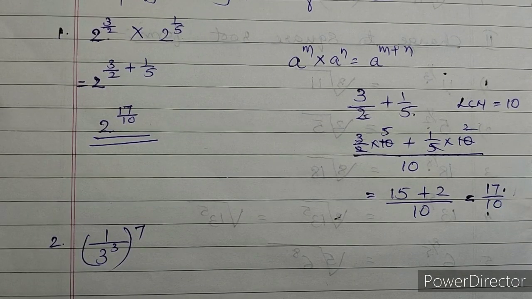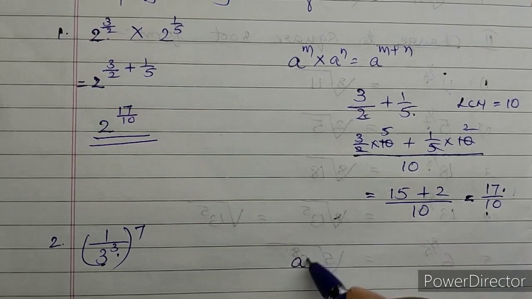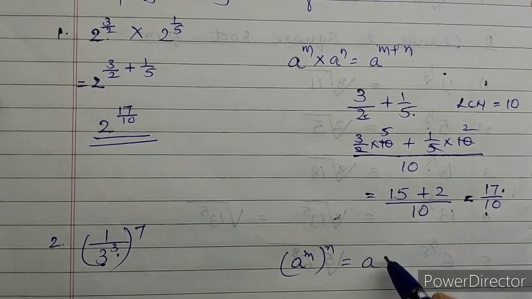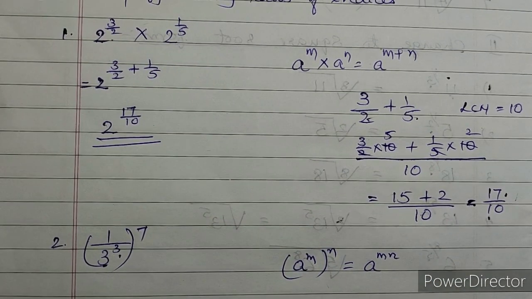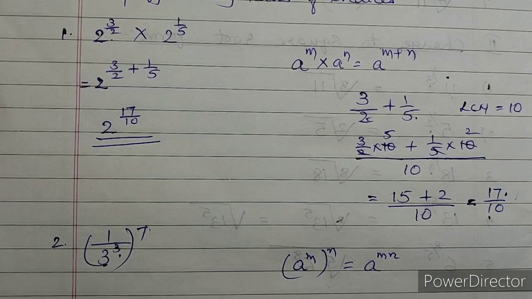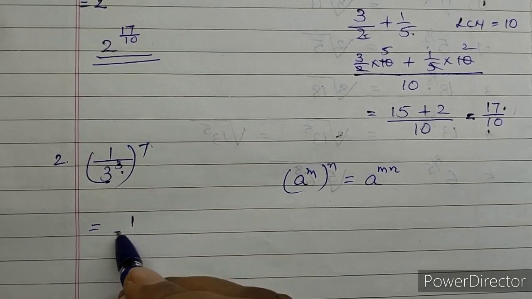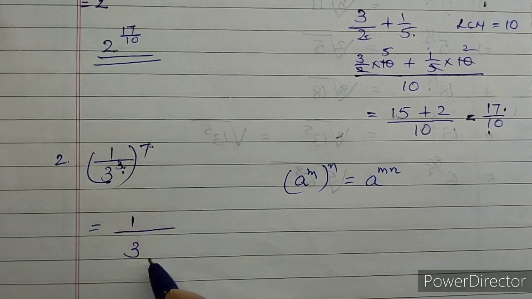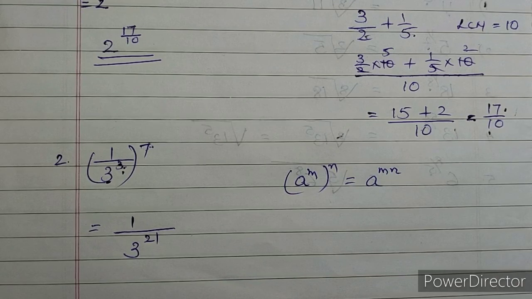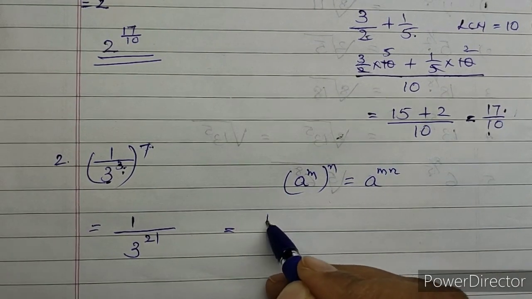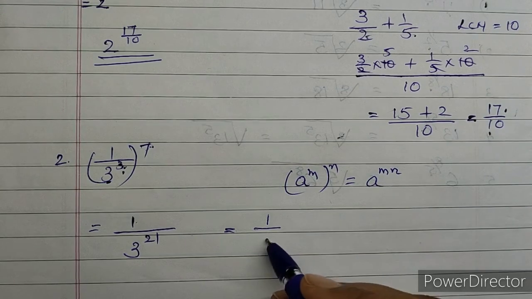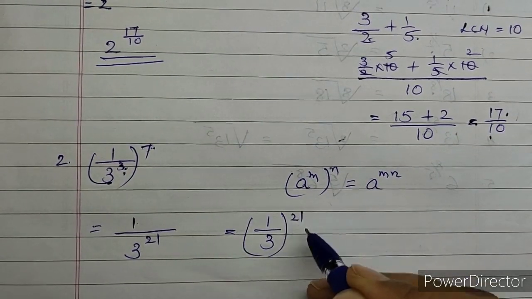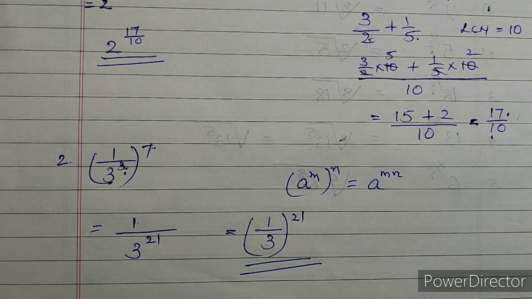Next sum is one simple sum, 1 by 3 cube whole to the power of 7. Which rule can you use here? A to the power of m whole to the power of n is equal to a to the power of mn. Exponents you have to multiply. So that is equal to 1 by 3 cube to the power of 7. So 3 7s are 21. So 1 by 3 to the power of 21, or you can write 1 to the power of any number is 1 only. So 1 by 3 whole to the power of 21 you can write. So that is the final answer.